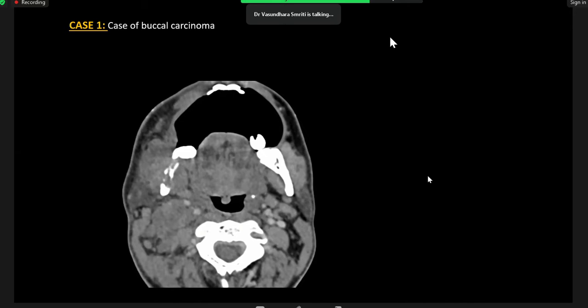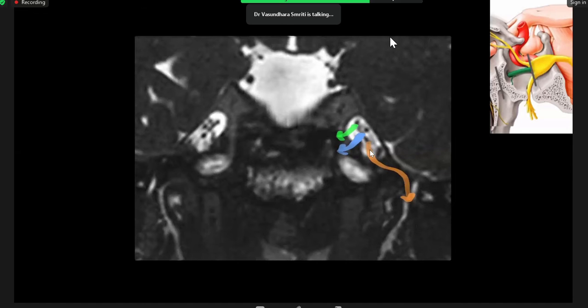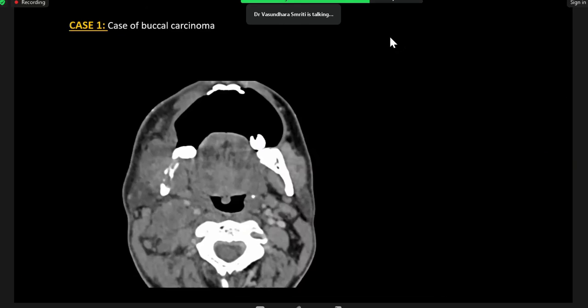Mandibular nerve anatomy. Okay. So the mandibular nerve, the third nerve which comes out through the foramen ovale, and this is the mandibular nerve.